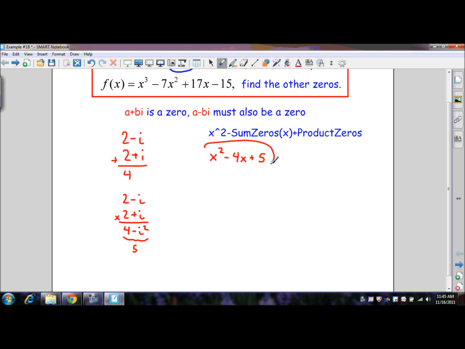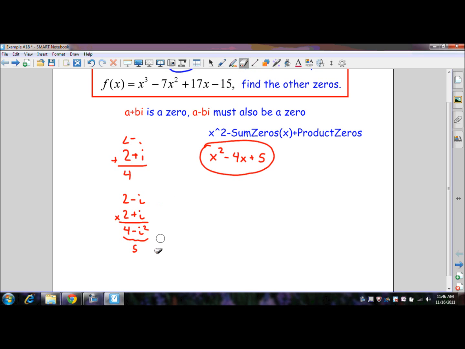So again, x squared minus the sum of the zeros times x plus the product of the zeros. Now, what was the point in finding that? Well, the reason why I found that is now I'm going to use, in this case, long division to pull this polynomial out of the polynomial that was given to me.